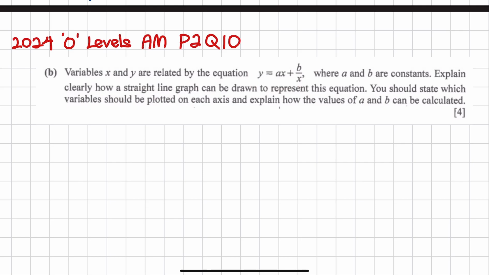Okay, and you need to state very clearly which axis is which variable being plotted and how the values of a and b can be obtained. So let's write out this equation here. There are different ways to solve this question. y equals ax plus b over x.